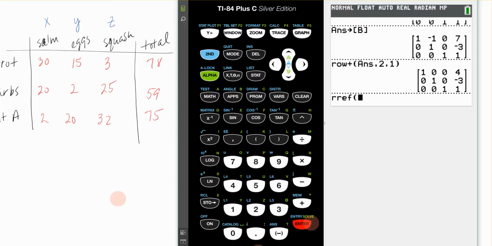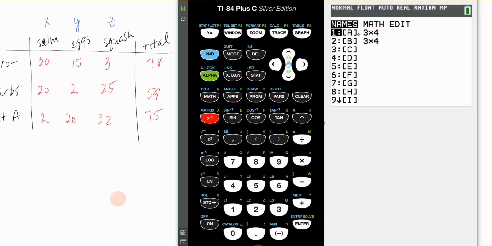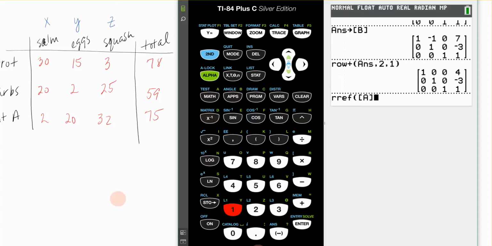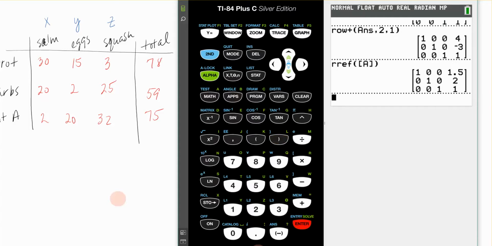Now I'm on the home screen, and I want to do that to matrix A. So I'm going back in, second matrix. I'm going to choose name number 1 right here, close my parentheses, enter. Whew, how nice. And in one quick step, the calculator gave us this screen right here. Notice that I have ones along the diagonal, zeros above and below, and this last column, the 4th column in my matrix, is the solution to this matrix.